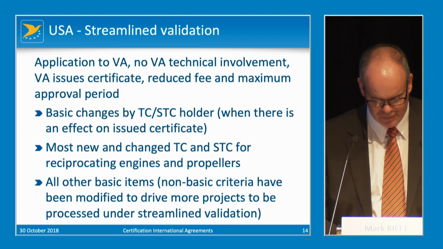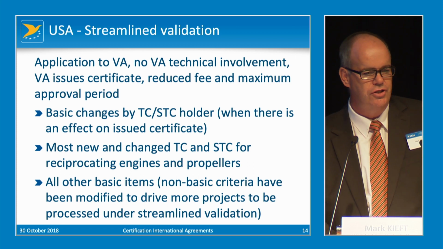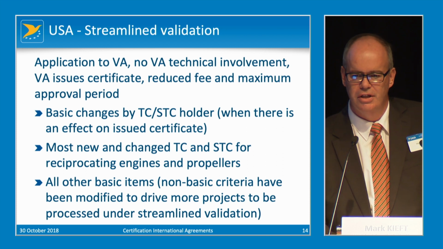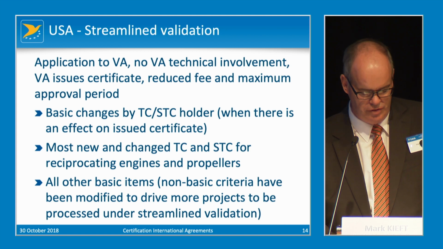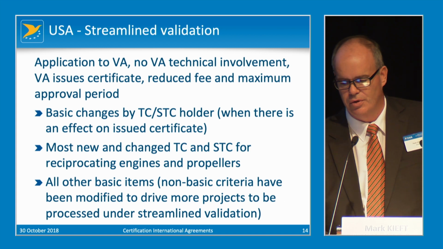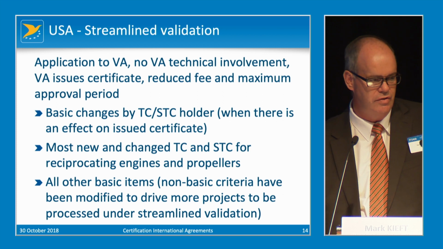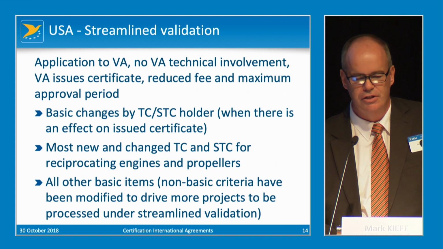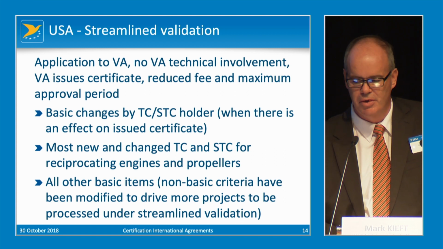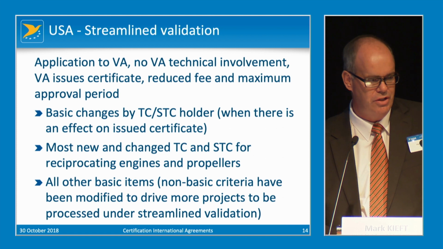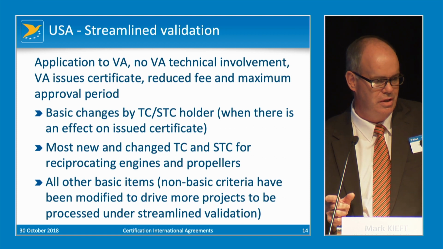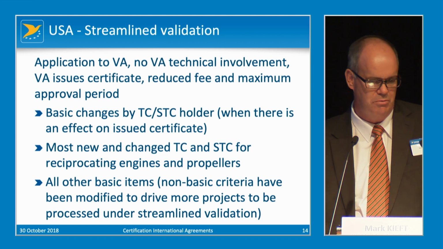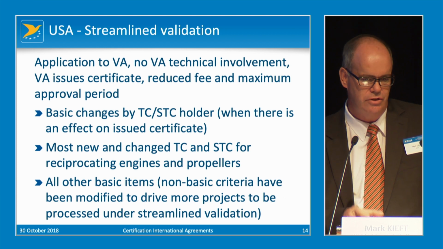The streamlined validation is the case where the VA just issues a certificate. All the technical work is done by the certifying authority, but the VA just issues their certificate. There's no technical input at all. So there's an application to the VA because the certificate has to be issued, but there's no VA technical involvement. The VA issues a certificate. There's a reduced fee in our system, in the EASA system, and the maximum approval period is set by the TIP. It has to be done in a certain period. The validating authority can't take 4 months, 6 months, 10 months to do the job. They have days to do the job.